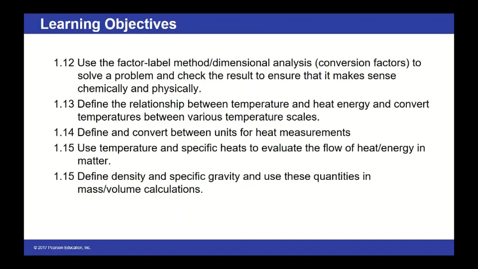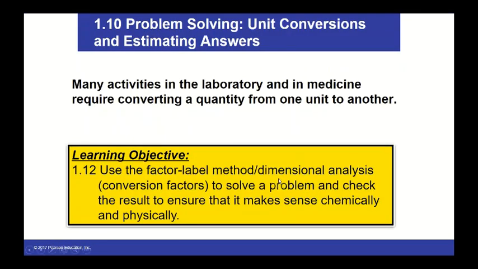The learning objectives that we will cover include using the factor label method, dimensional analysis, to solve problems, defining the relationship between temperature and heat, and converting temperature units, defining and converting units for measurements of heat, using the temperature and specific heats to determine the flow of energy and matter, and defining density and specific gravity, and using these quantities to calculate mass and volume.